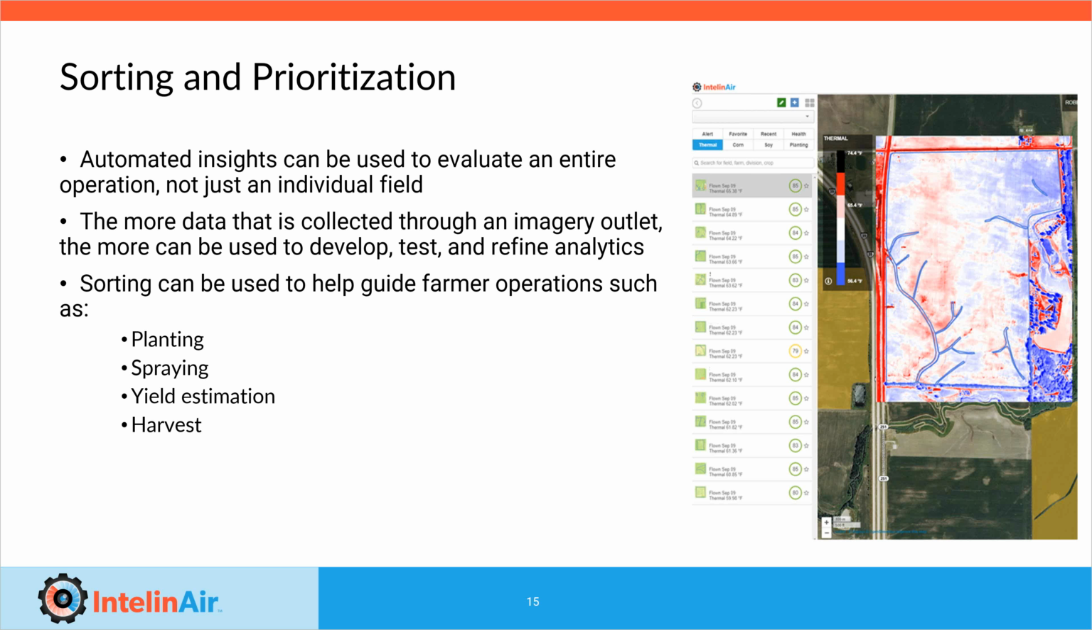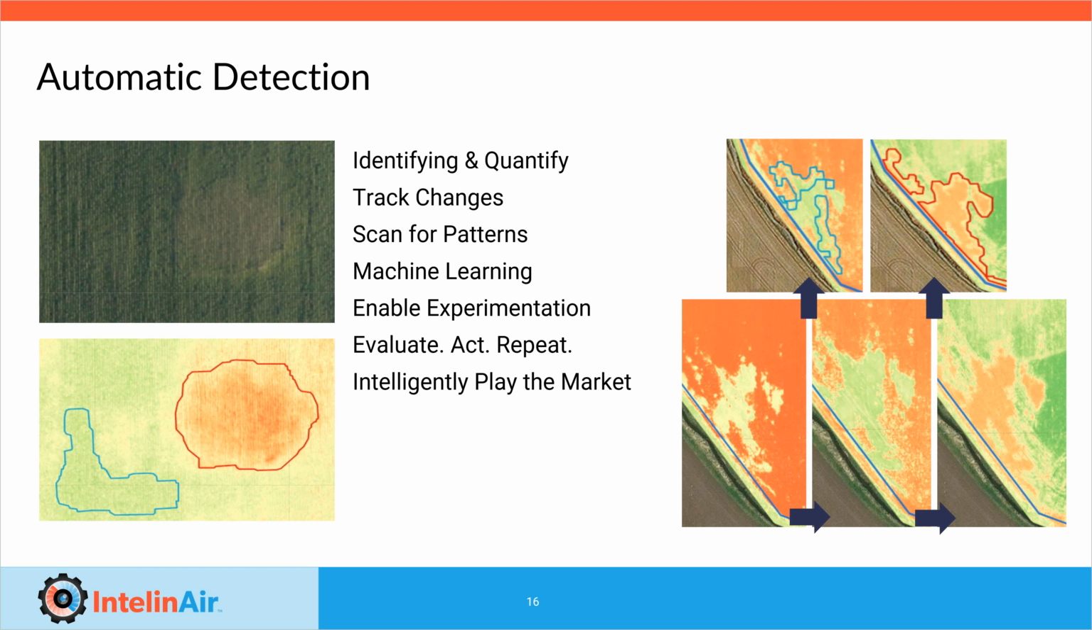That enables basically management by exception for the farmer. And it really allows you to be more proactive. And so how is that done?